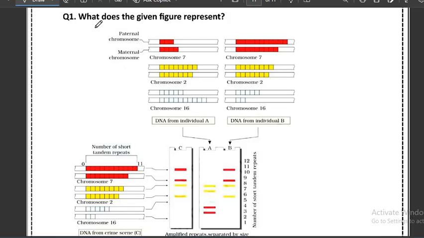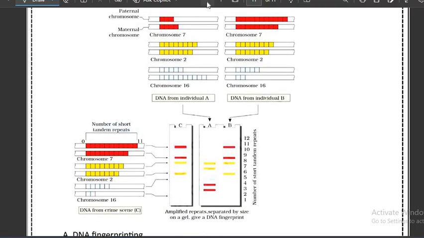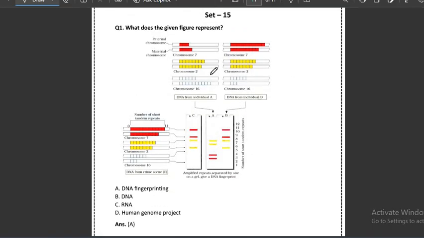Next question. What does the given figure represent? Option A, DNA fingerprinting. B, DNA. C, RNA. D, human genome project. Option A is correct. DNA fingerprinting.